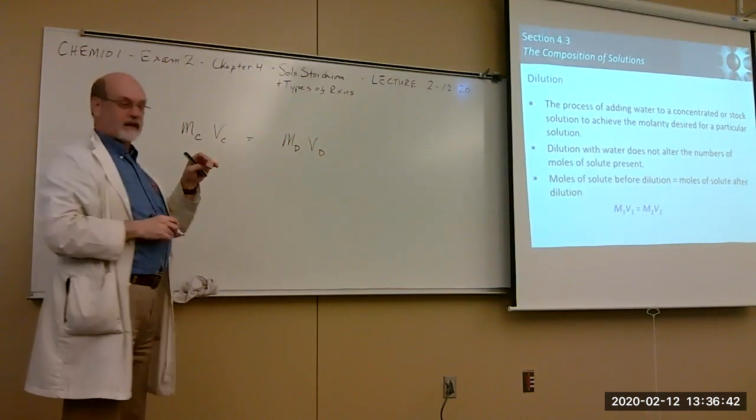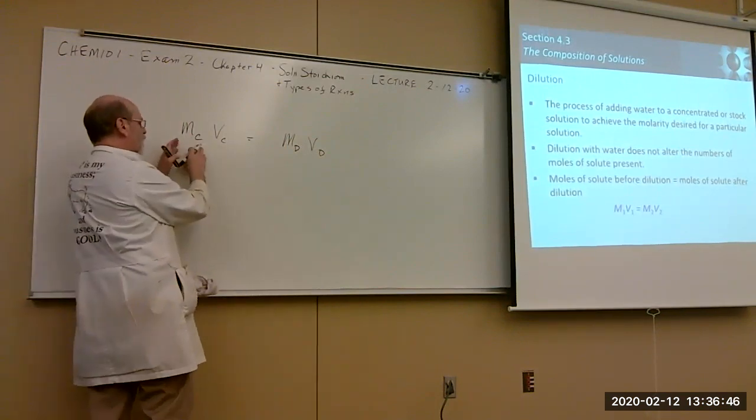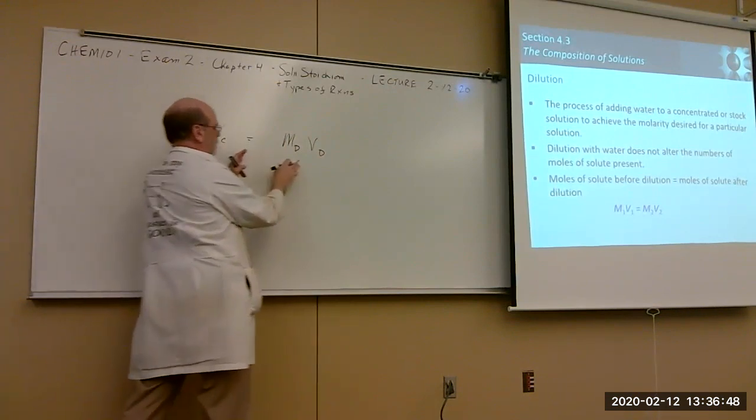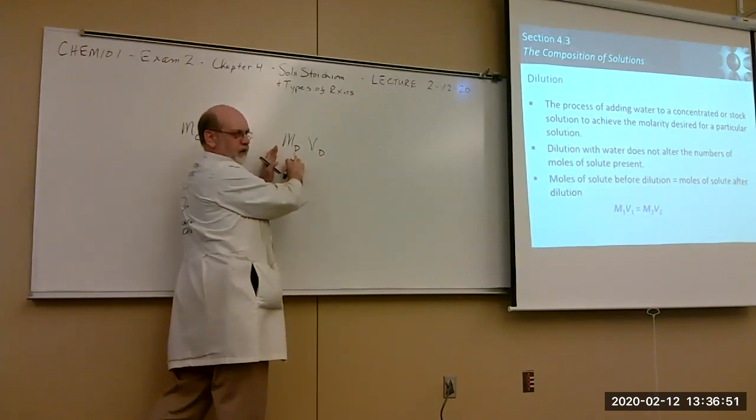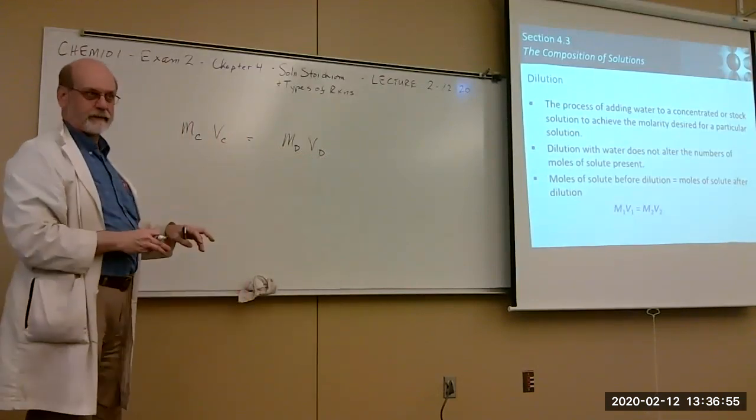Okay? And that's the ratio. M1V1 equals M2V2 is the same as M concentrated, volume concentrated equals molarity dilute times volume dilute.